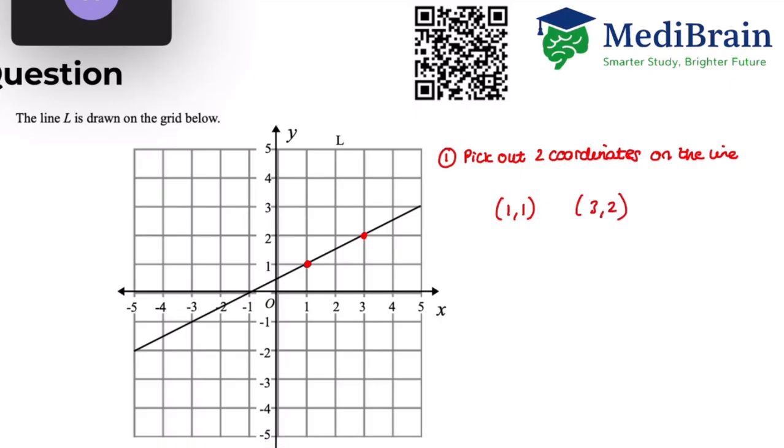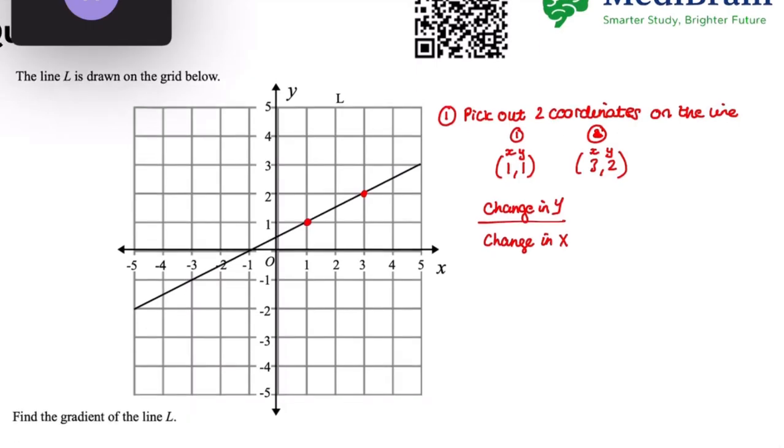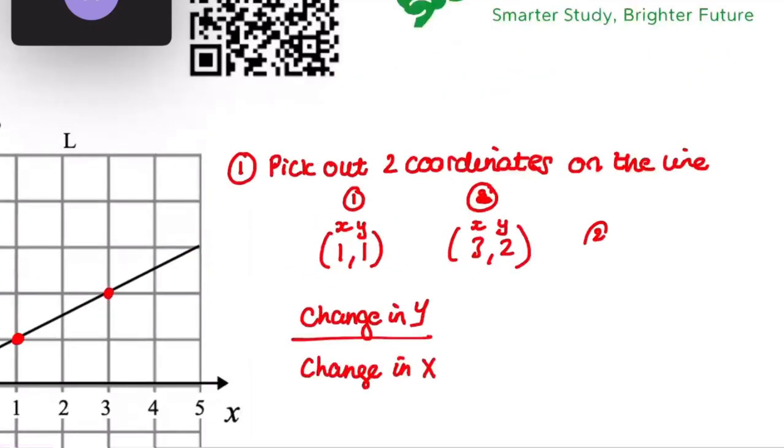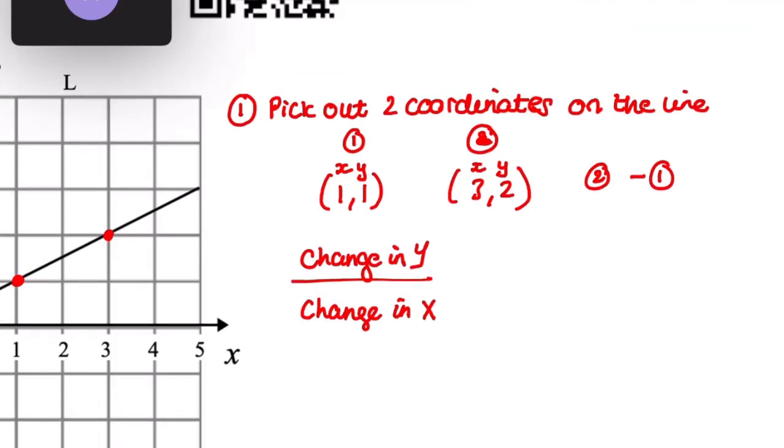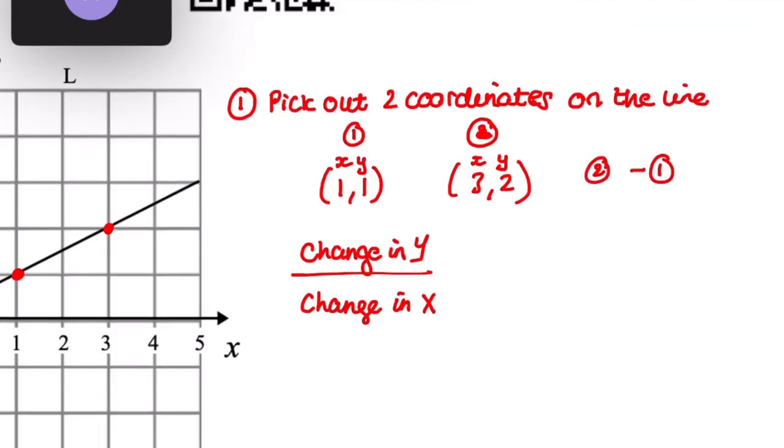I'm going to label one as 1 and the other one as 2, and I'm going to label the x and y. So the first one is x, second one is y, first one is x, second one is y. Then all I'm going to do is the change in y divided by the change in x. The change in y is the y coordinate of the second one, subtract the y coordinate of the first one. So we're going to do 2 subtract 1.